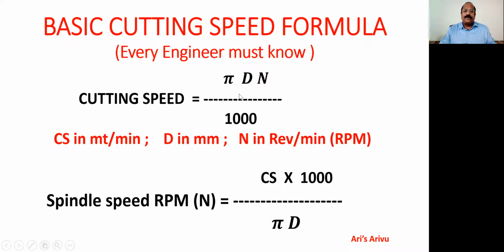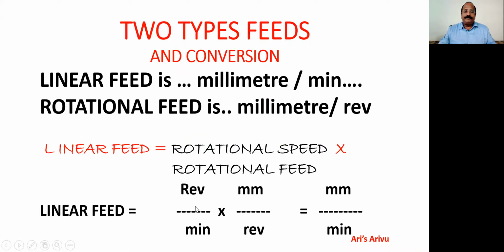1000 is the conversion of millimeter to meter because cutting speed is in meters per minute. D is in millimeters, N is in revolutions per minute. So if you know the cutting speed given by the tool manufacturer, we calculate the RPM, or if you know the RPM, we calculate the cutting speed. Vice versa, we can do that.